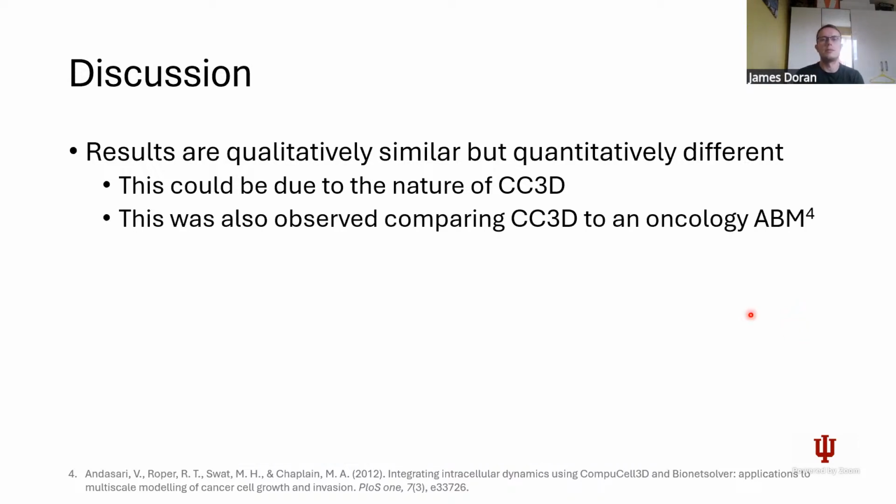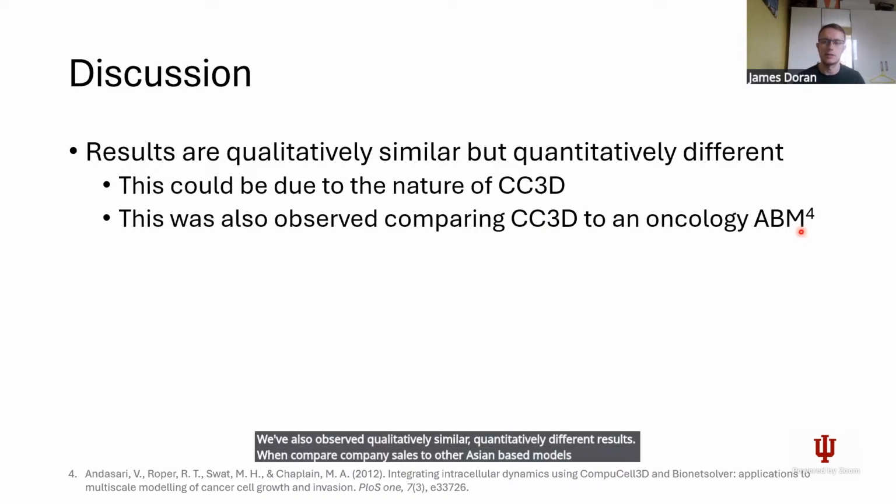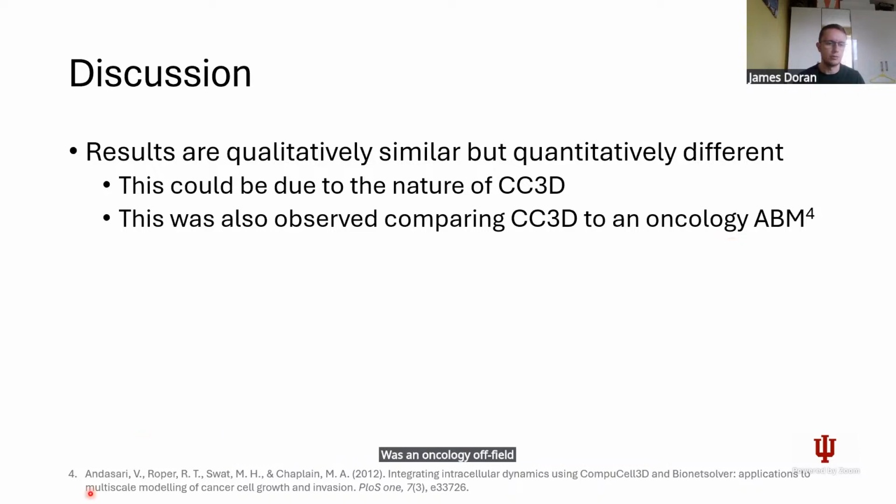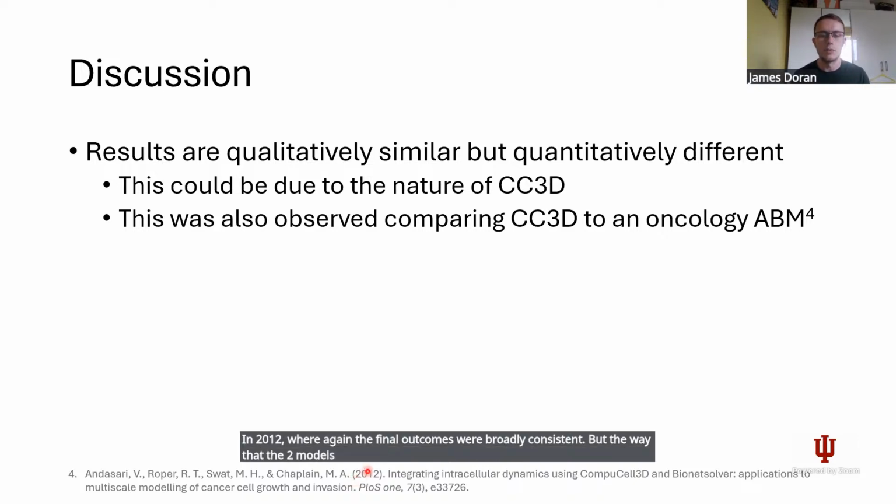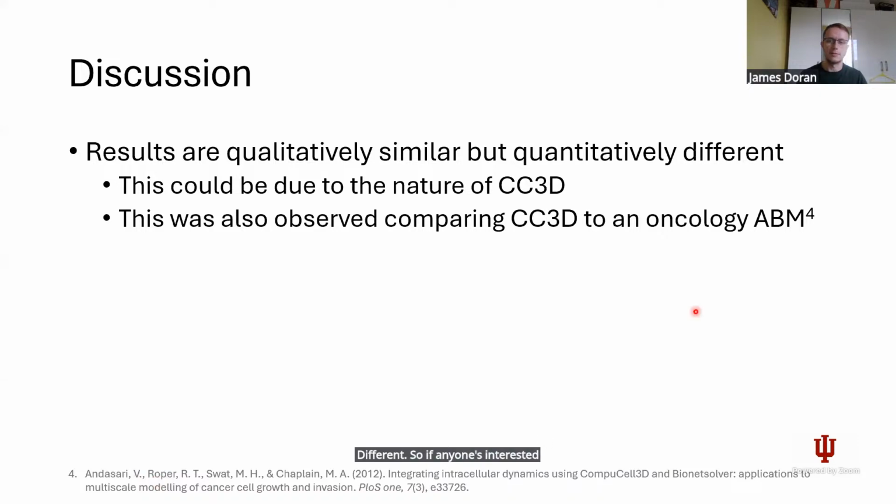We've also observed qualitatively similar but quantitatively different results when comparing CompuCell to other agent-based models in the past. One example I found from the literature was an oncology off-lattice model presented by Andasari et al. in 2012, where again the final outcomes were broadly consistent, but the way that the two models got there were quite different. So if anyone's interested, I've left the reference there for further reading.